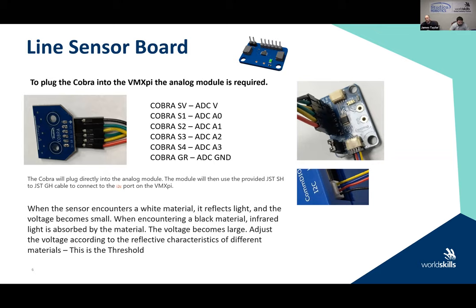You'll see the four analog channels there. I'm just using yellow, green, but I've got the voltage source on red, and the ground on black, okay? So that'll plug directly into the analog module, and then you'll use the supplied JST-SH to JST-GH cable, and you're going to plug that into the I2C port on the VMX, all right? So a little bit of a blurb there about what it does. It encounters a white material, reflects light, voltage becomes small; a black material, the voltage becomes large, and then you're going to adjust that threshold value, and you're using 3.3 volts, right? Which is probably the middle of the range.